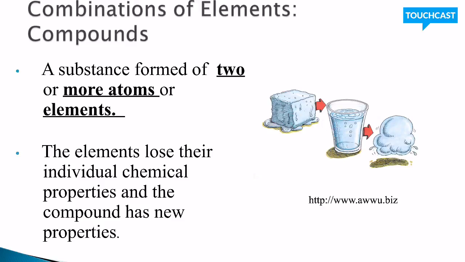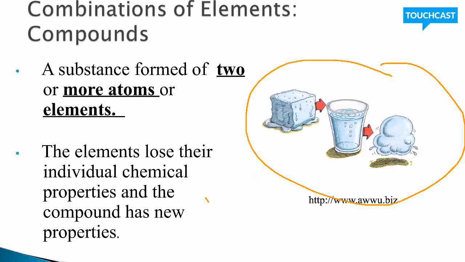Okay, a compound is a substance formed of two or more atoms or elements. The elements lose their individual chemical properties and the compound has a new property. So if we look at this picture here, everybody knows the formula H2O.